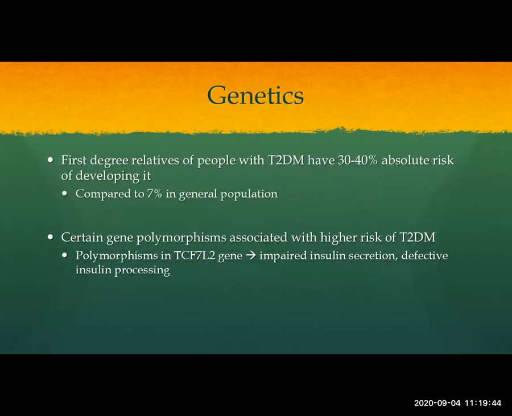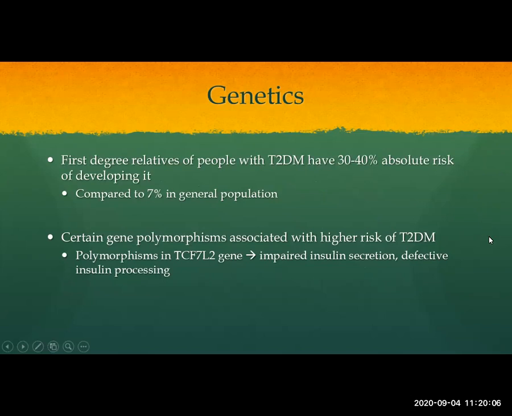Okay, so this is the genetics of it. The first degree relatives of people with type 2 have a 30 to 40% absolute risk of developing the condition versus 7% in the general population. So you can see that compared to type 1, where it was an increased risk but not by that much, this is 30 to 40% compared to 7% in the general population.